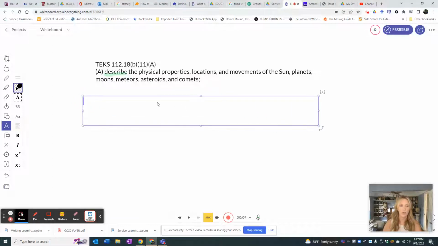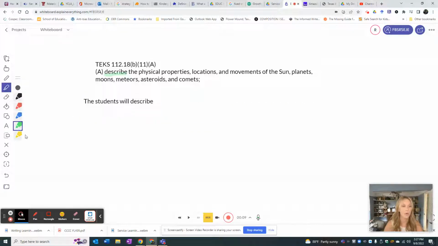And so I'm going to start crafting my learning objective. The students will describe. Now, again, we're probably, as educators, let me back up. So we've got that. Now we're going to stop because here comes a whole lot more. We've got physical properties, we've got locations, and we've got movements.